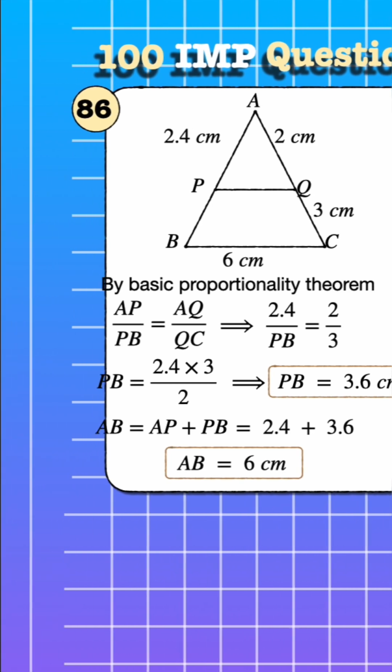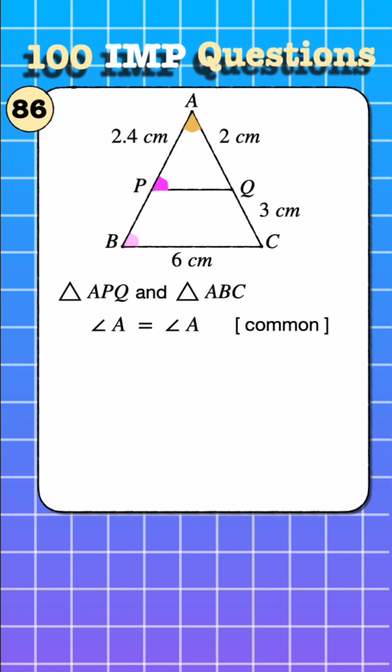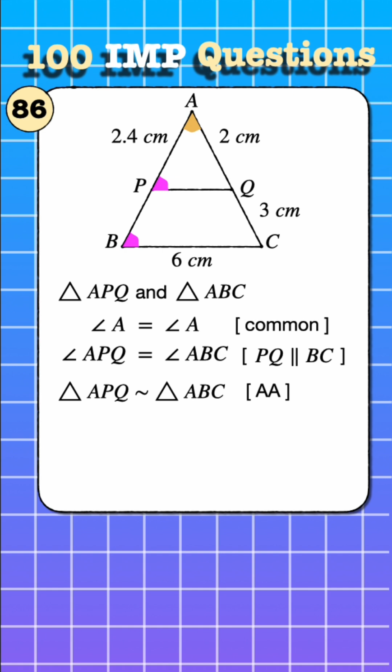Now look at the triangle APQ and the bigger triangle ABC. In दोनों triangle में angle A is common and PQ is parallel to BC. That's why angle APQ and angle ABC are equal because they are the corresponding angles. ठीक है? So if two corresponding angles are equal, using the AA similarity criteria, we can say triangle APQ and triangle ABC are similar to each other.